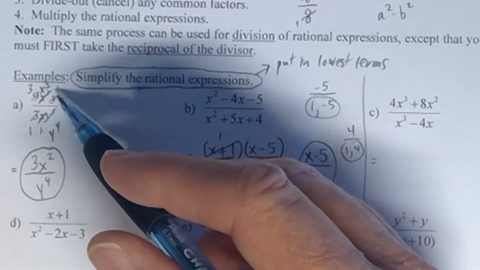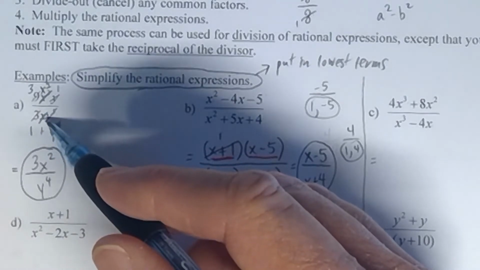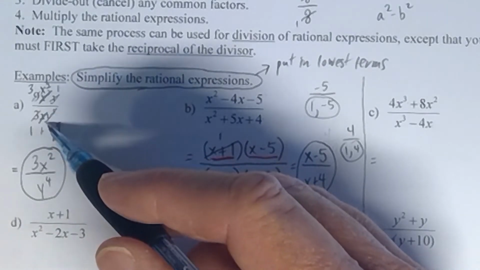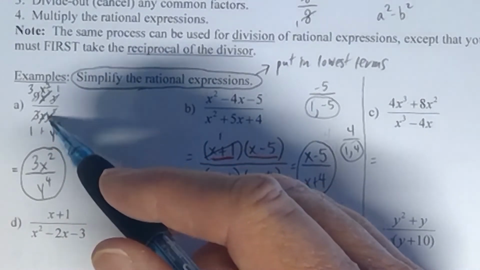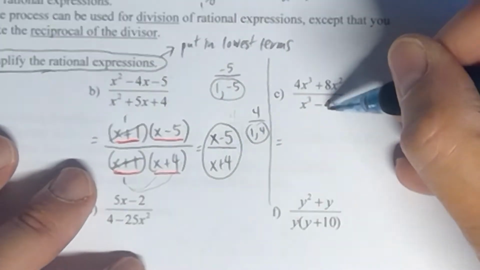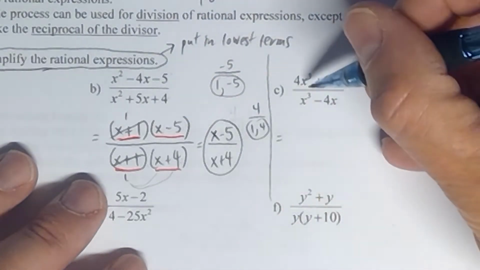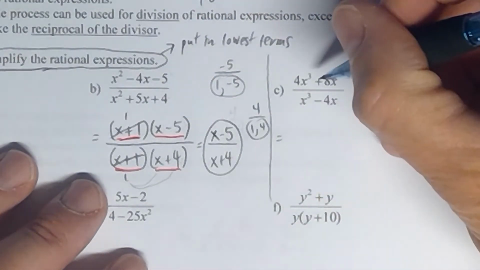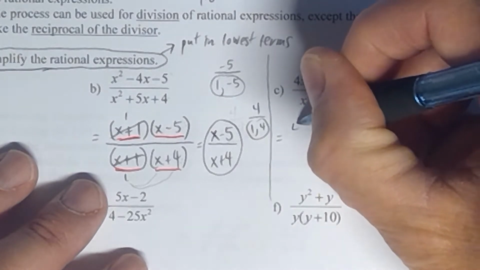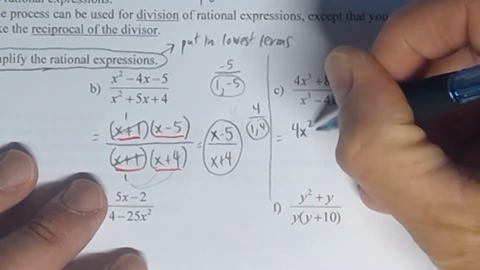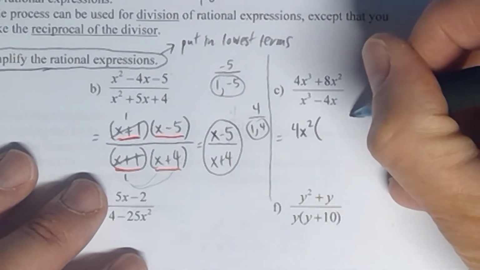It's not like this problem over here where you can start canceling right away because you don't have the plus and the minus. You just have a single term on the top and bottom. So we have to factor these things just like we did in problem B. Now, in both of these, we have a GCF. The GCF on top is going to be 4x squared. In other words, the GCF is not going to be equal to 1.